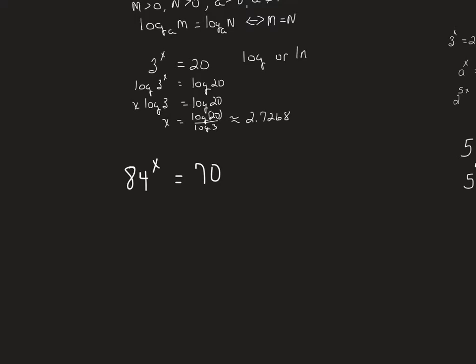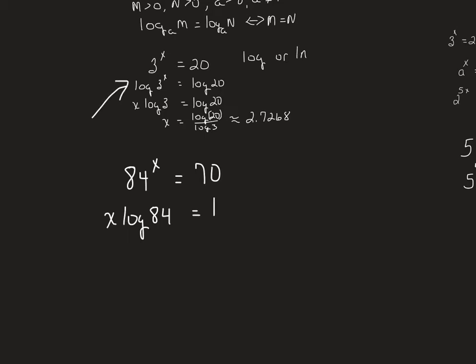All right, let's look at this one. 84 to the x equals 70. First thing I want to check, can I rewrite those with the same base? And we cannot. So we're going to take the log of both sides. And when I do that, I'm just going to go ahead and move the x to the front because I can do that when I take the log. Remember, we saw that in this previous problem.